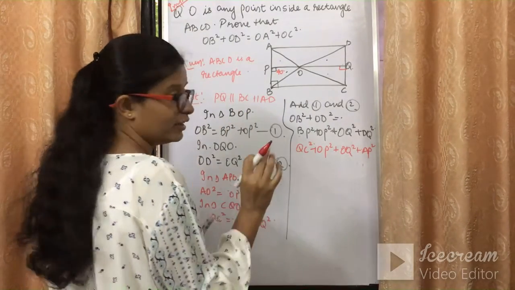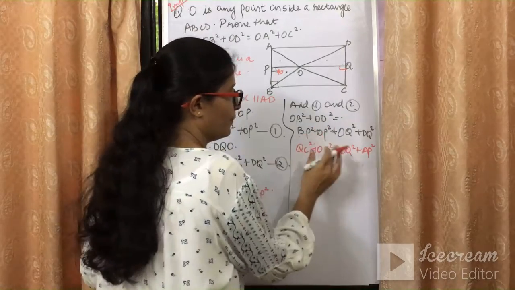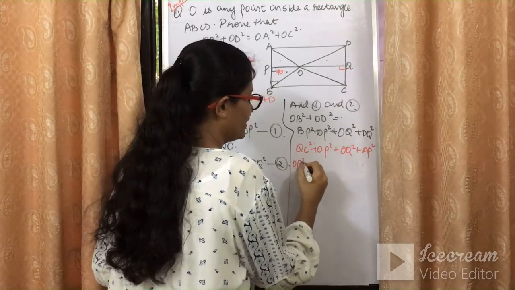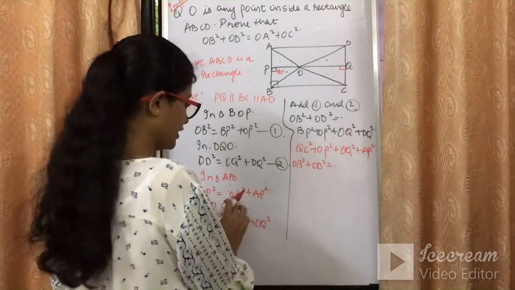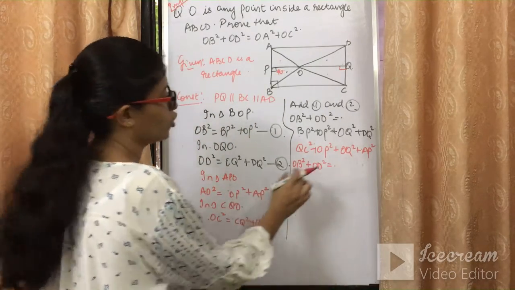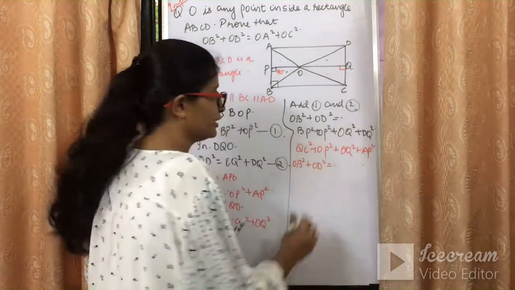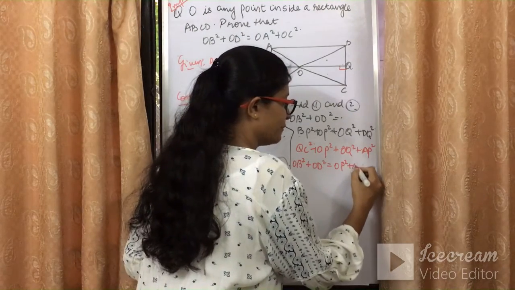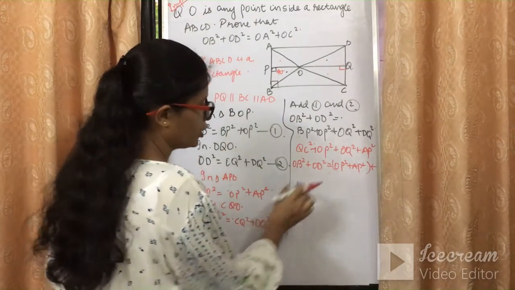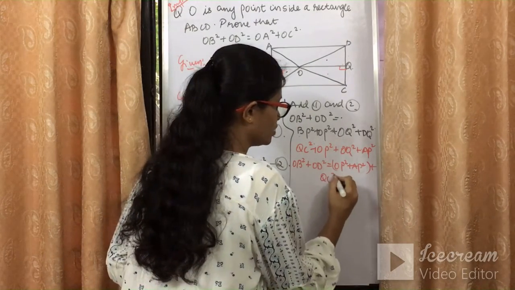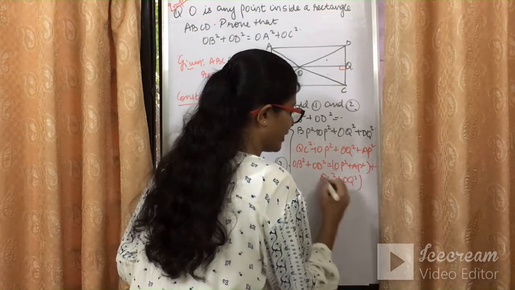Now can I make combinations of it? Let's have a look. OB square plus OD square is equal to, can I group, look here, OP square and AP square are a group. Can I club OP and AP? I can write OP square plus AP square in one bracket, plus CQ square plus OQ square is another group, so I will write QC square plus OQ square in the other bracket.